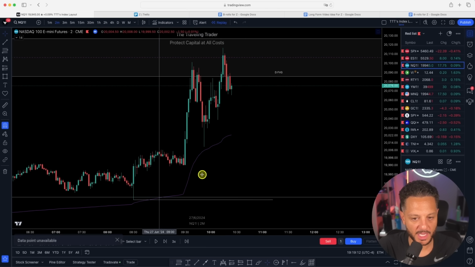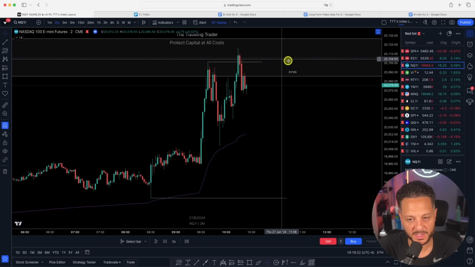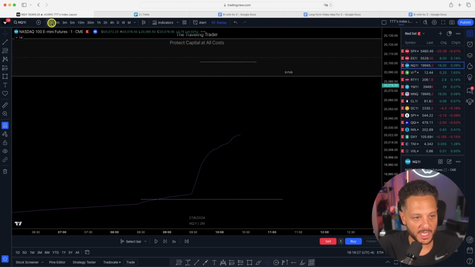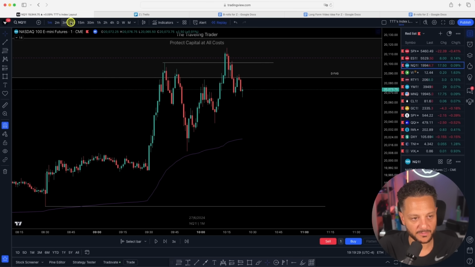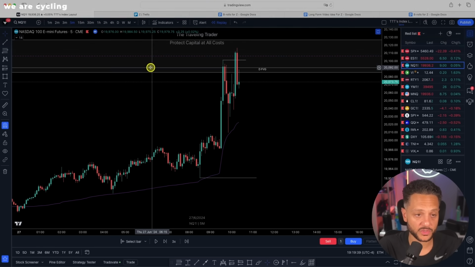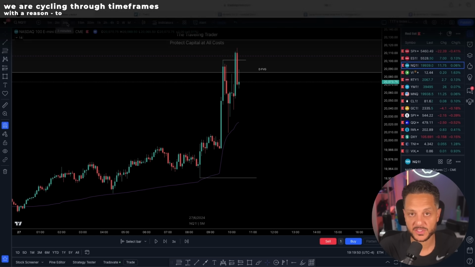If we look at the 1 minute chart, not only is this considered a liquidity sweep of this buy side, but this we know is the daily fair value gap. So we can go into the 1 minute. If we don't see any fair value gaps, remember, we use time frames in order to gain clarity, and we use them in a practical manner. I'm not just cycling through random time frames, or there isn't a rule that says, if this happens, look at the 3 minute. If this happens, look at the 2 minute.